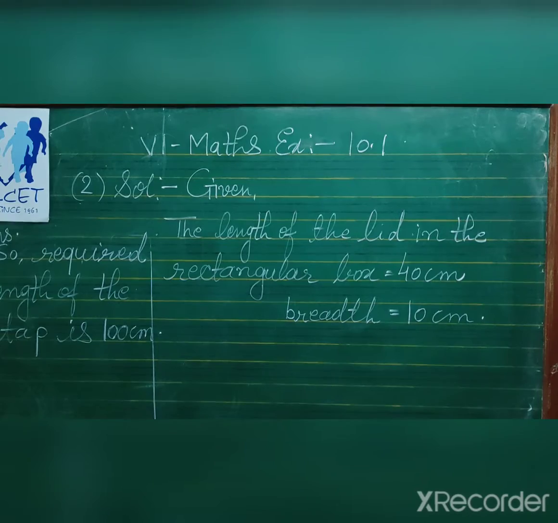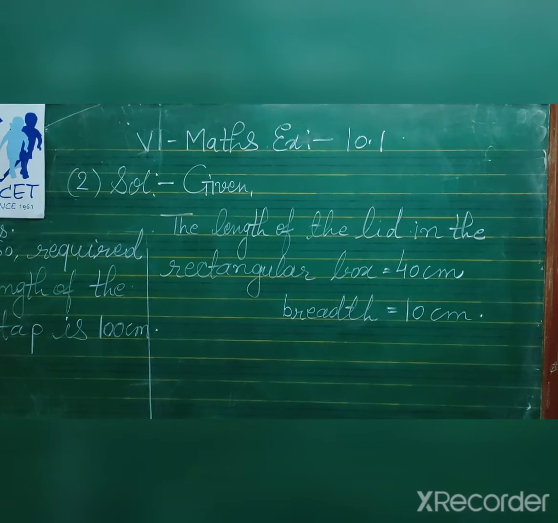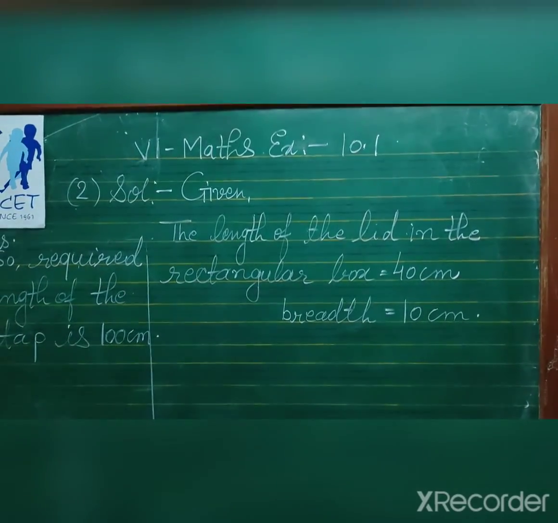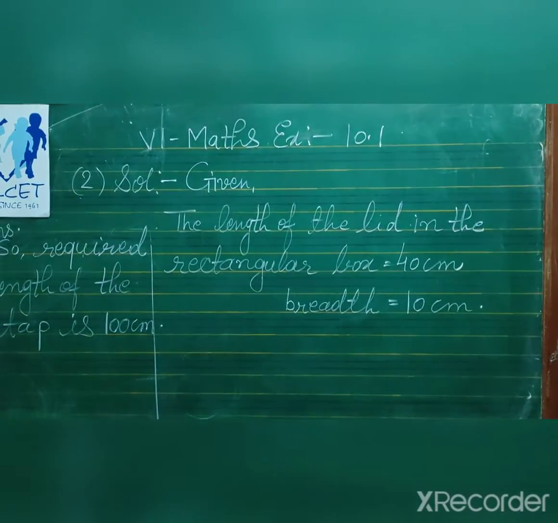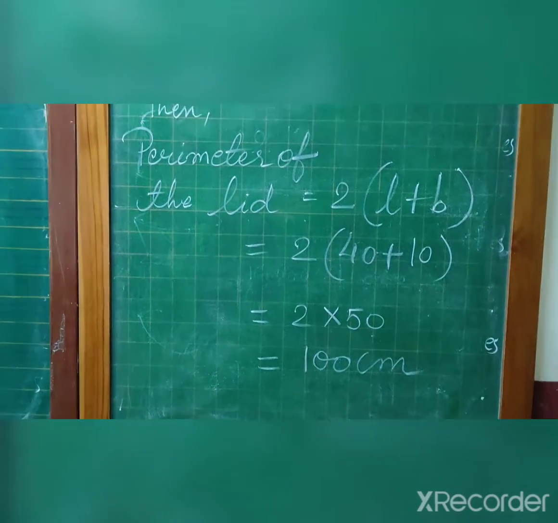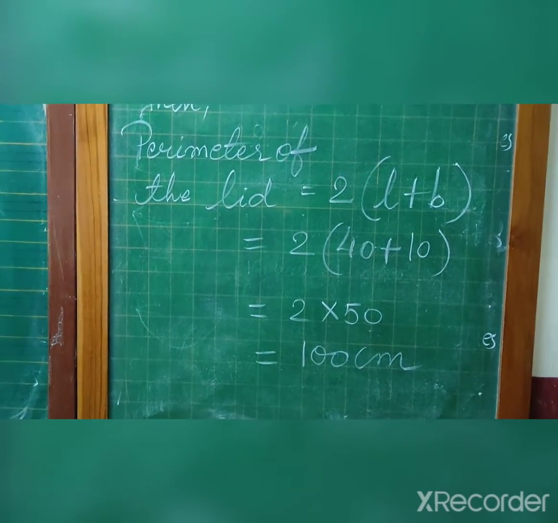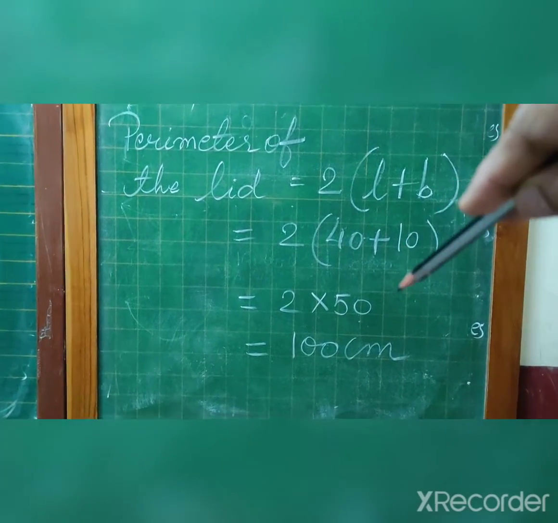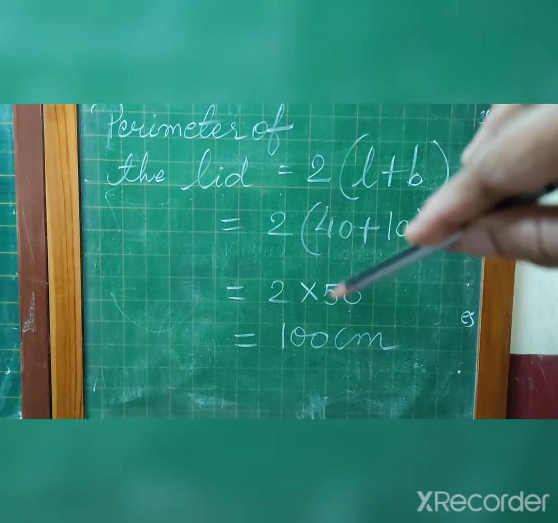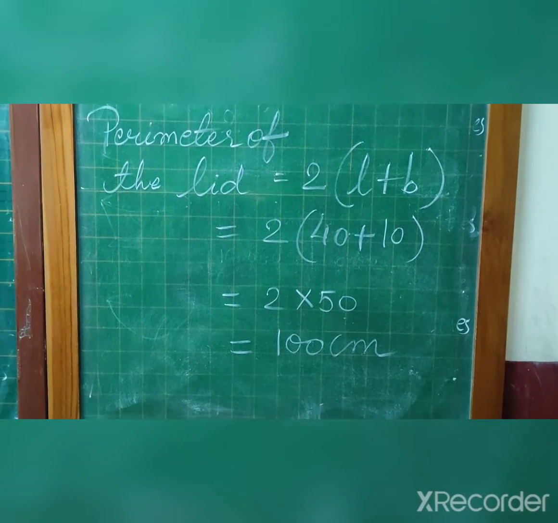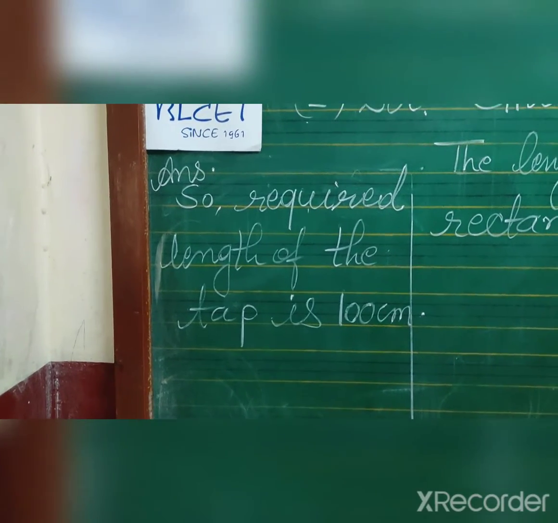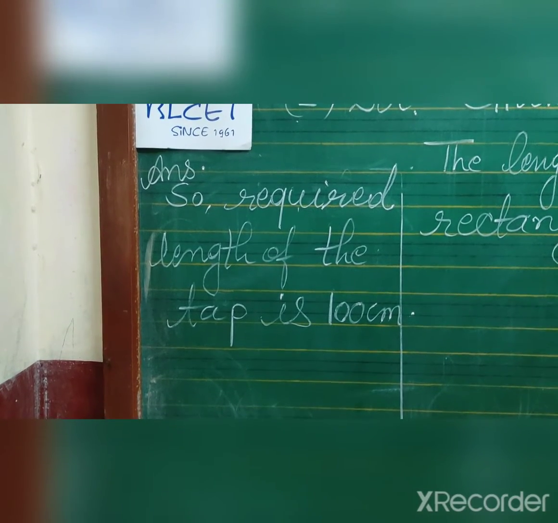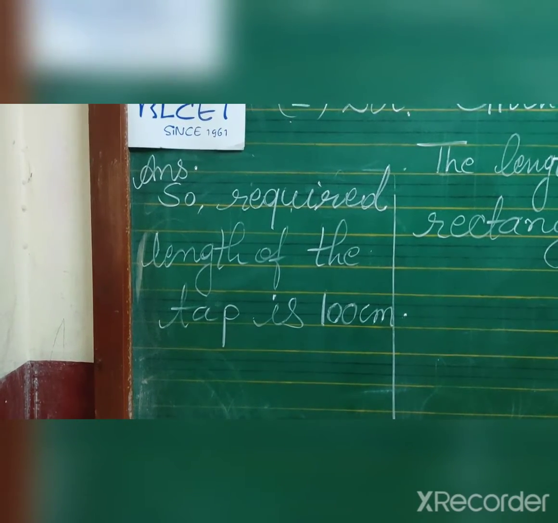So first we will write, given the length of the lid of the rectangular box is equal to 40 centimeter and the breadth is equal to 10 centimeter. Then perimeter of the lid is equal to 2 in the bracket L plus B, 2 in the bracket 40 plus 10. 40 plus 10 is 50, so 2 into 50, 100 centimeter. And in the statement form answer you will write, so required length of the tape is 100 centimeter.